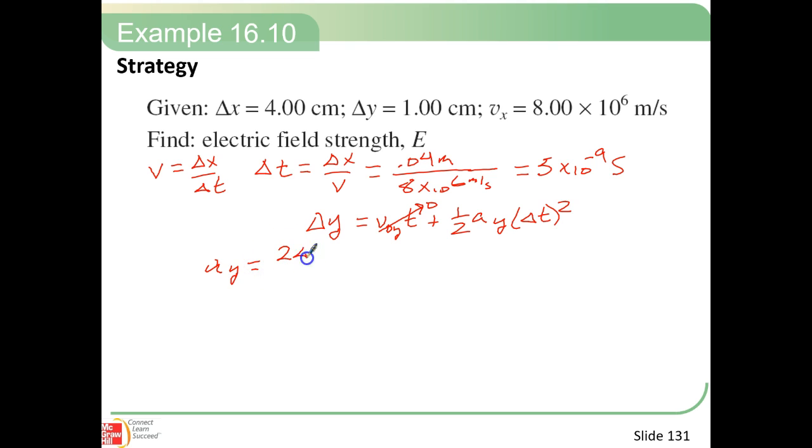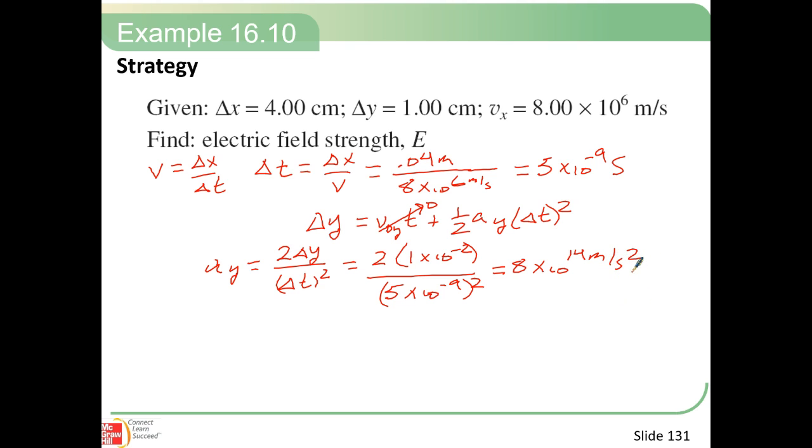That's equal to 2 times the change in the y position all over the change in time that we've already figured out, squared. And so this is equal to 2 times 1 times 10 to the negative 2, so that would be that 1 centimeter, just another way to write it, all divided by our time, which we said was 5 times 10 to the negative 9th seconds, and we've got to square that. At this point, we should have an acceleration of 8 times 10 to the 14th meters per second squared, so really huge acceleration.